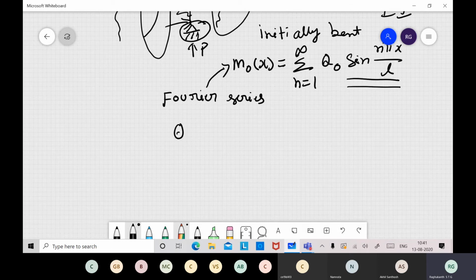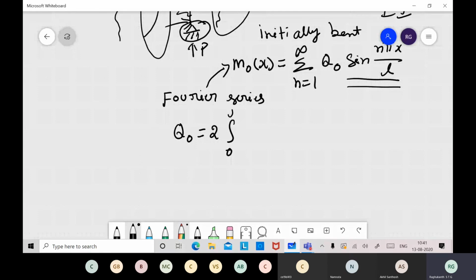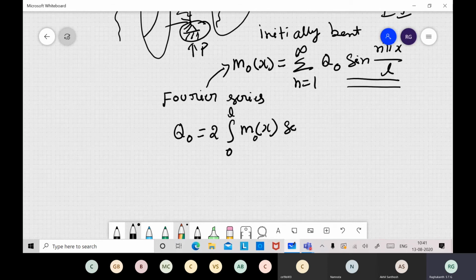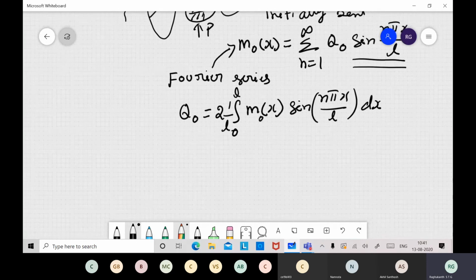Now, you can write Q naught is equal to 2 by L, integral from 0 to L of your m naught of x sine n pi x by L dx. Actually, these are your Fourier coefficients, and I think 1 by L is also there. Okay, so this is how you will obtain the Fourier coefficient.